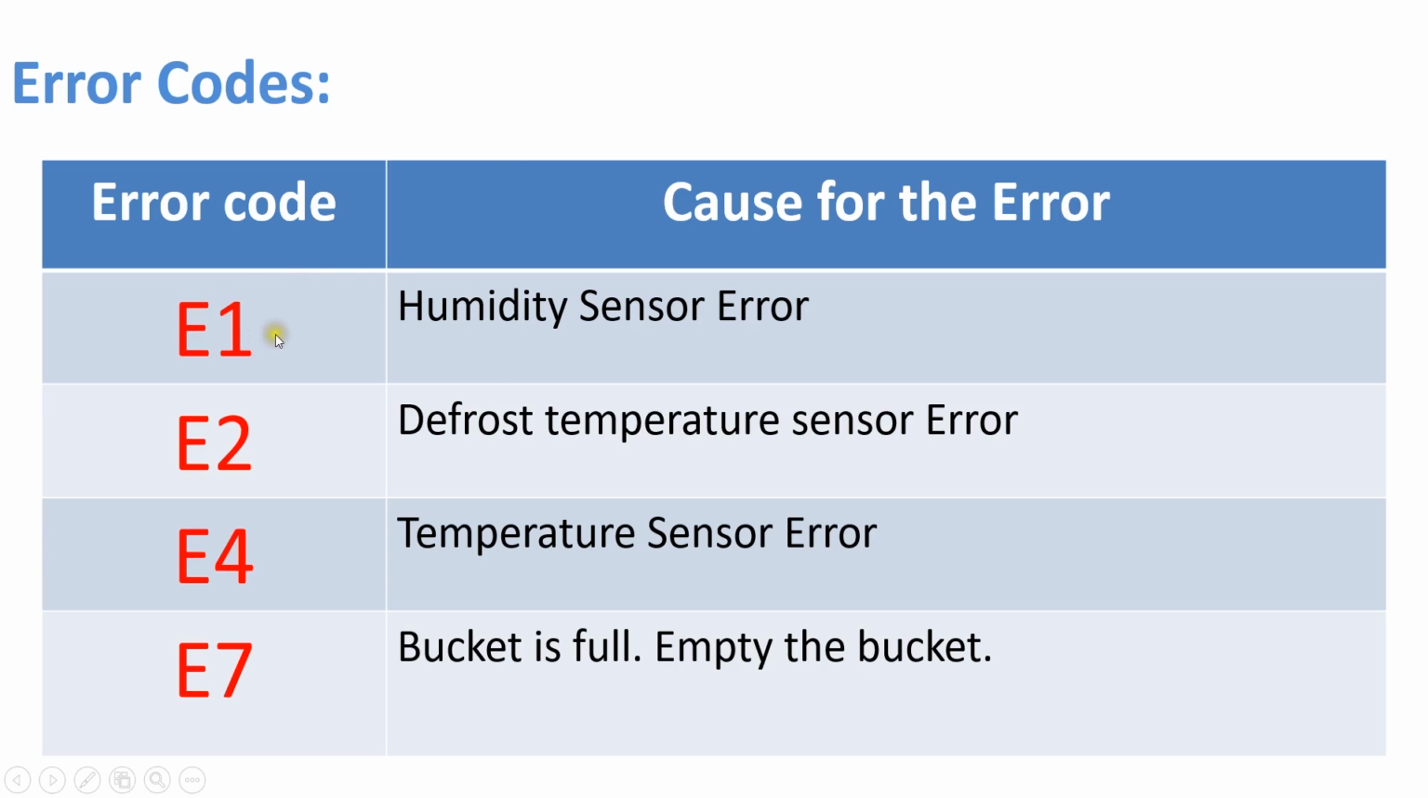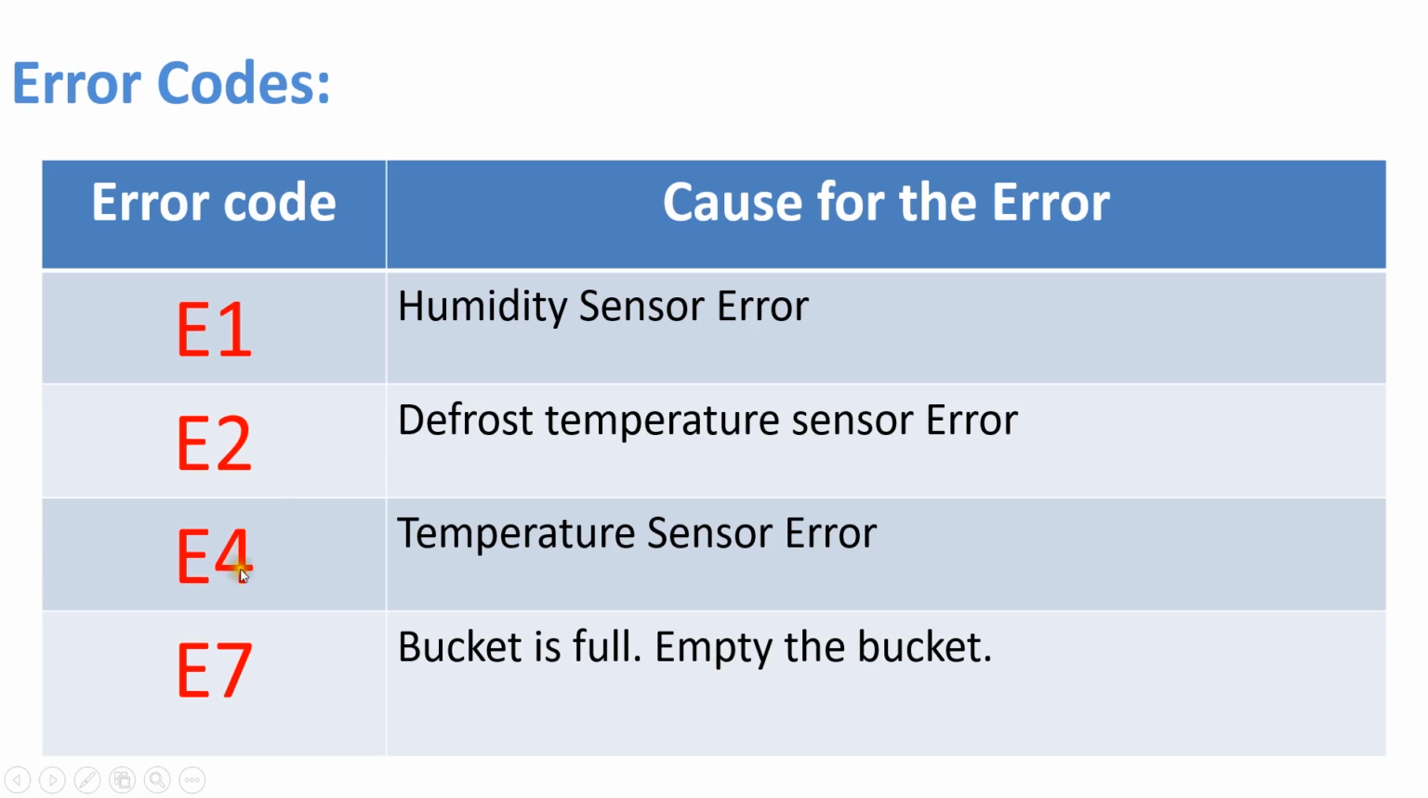Whenever the E1 error code is displayed, there is some problem with the humidity sensor, so the user has to troubleshoot that, and corrective action needs to be taken. Whenever the E2 error code is displayed, it means the defrost temperature sensor that is inside the evaporator is having some problem, meaning it has sensed some defrost in the evaporator, then this E2 error code will be displayed.